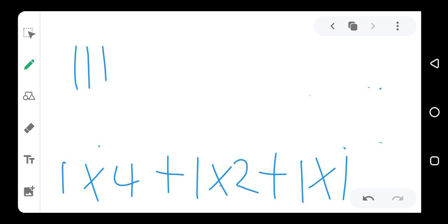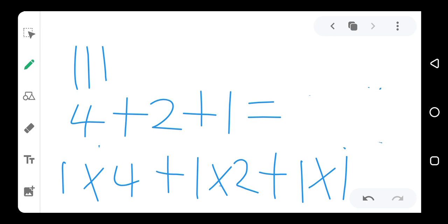Now we are going to have 1 times 4 is 4 plus 1 times 2 is 2 plus 1 times 1 is 1. So everything now is equal to 4 plus 2 is 6 plus 1 is 7. So 7 is the answer. 7 in base 10. This is the answer.